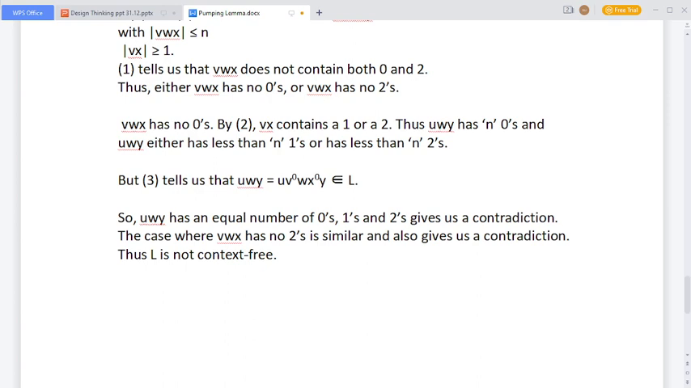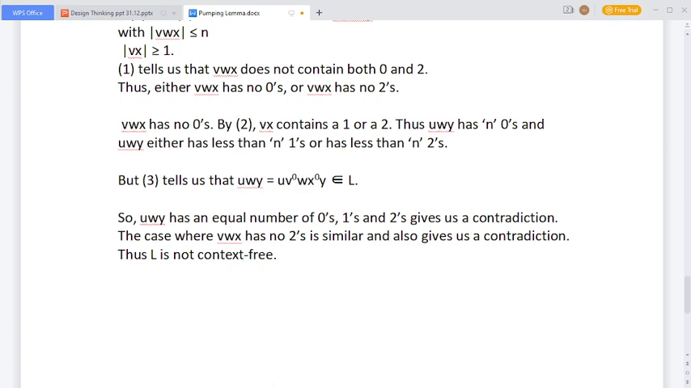In the case where vwx has no twos, suppose we are going to use the values so that we are not having twos. This is similar and also gives us a contradiction, so that it is not a context free language.